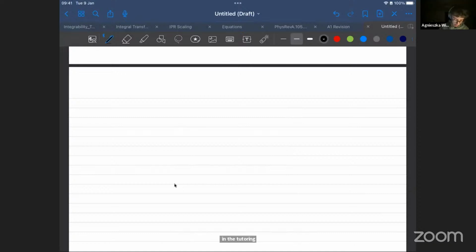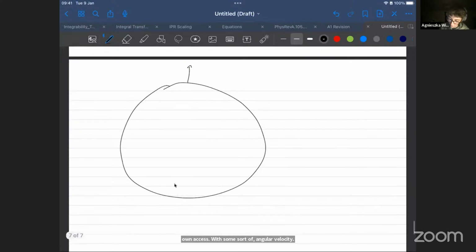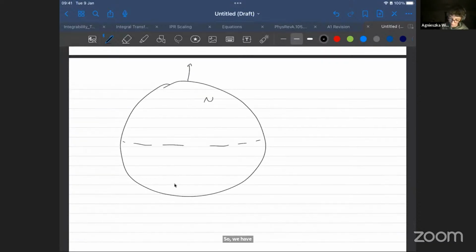Anyways, the question is actually a very cool thing. It asks, in Hertford, Hampshire, and Hereford, hurricanes hardly happen. However, if they were to happen, would they likely rotate clockwise, anti-clockwise, or have no preference? So let's consider the Earth. The Earth spins around its own axis with some sort of angular velocity. So we have a north hemisphere and a south hemisphere. The question asks which way hurricanes would spin in Hertford, Hampshire, which is all in the UK, so it's in the northern hemisphere.